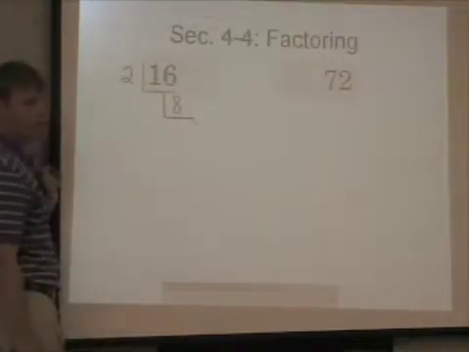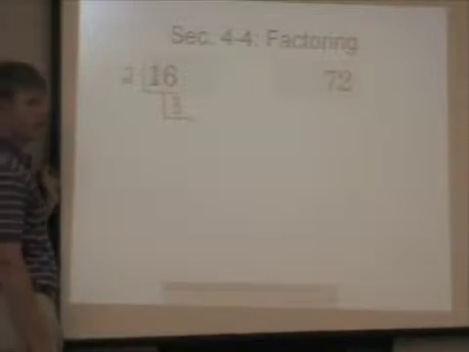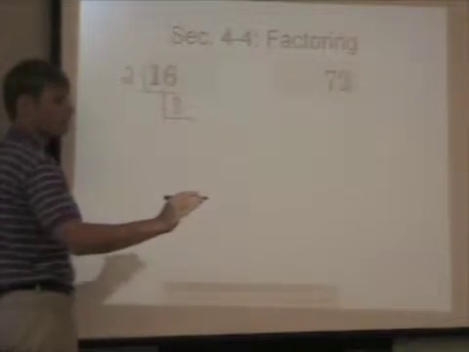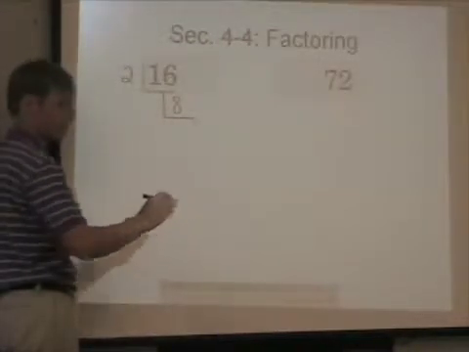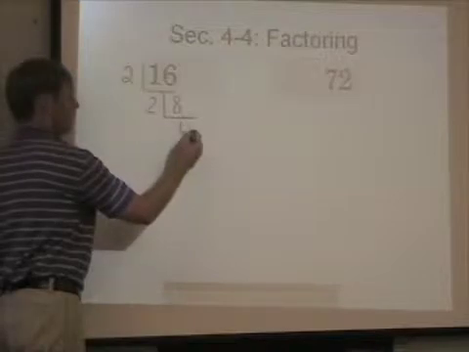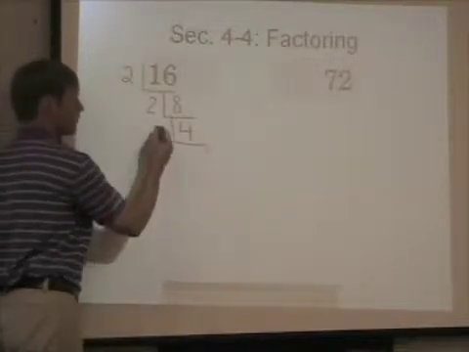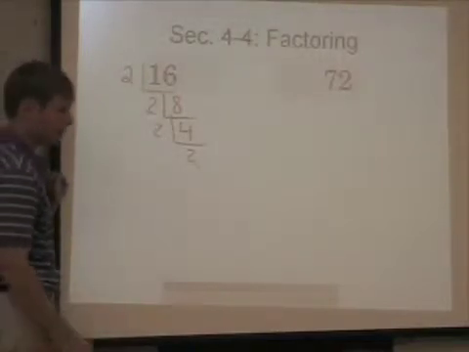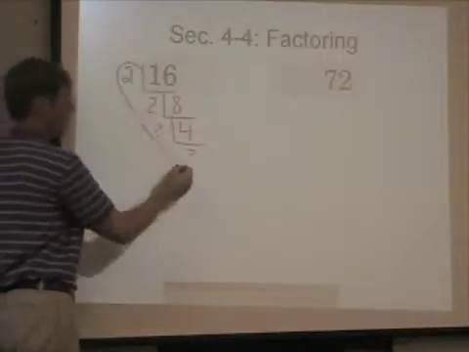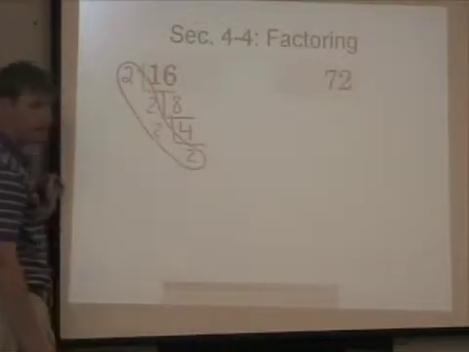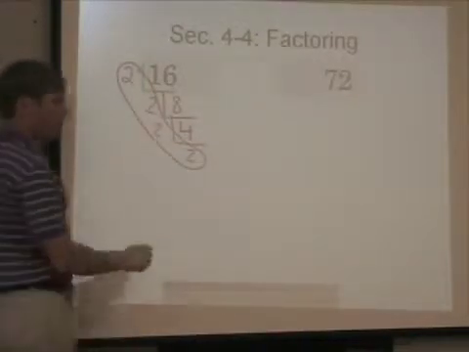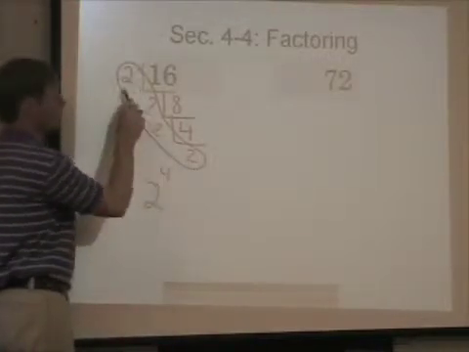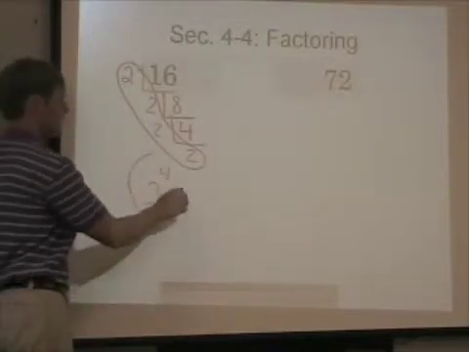Okay, now draw another line on 8. What's the smallest number that will go into 8? 2. If it's even, 2 is the smallest number. You understand? Okay? So 2 times 4. Now, what will go into 4? 2. 2 times 2. Okay? Now, what are my prime numbers here? 2, 2 all the way down. So what's my product of primes? 2 to the what power? 4. Fourth power, because there's four 2's. So here's your answer right here.